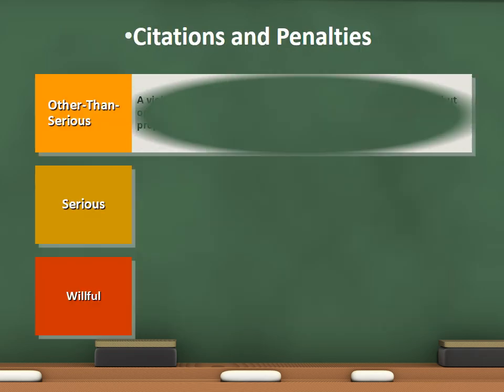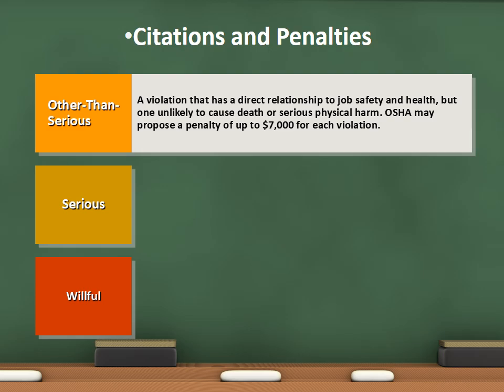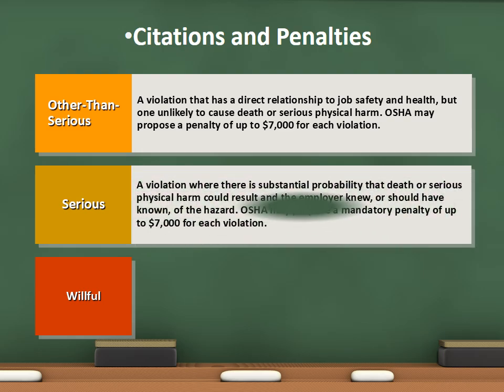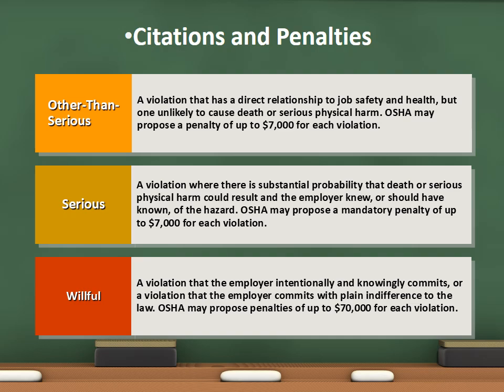Citations and penalties: other than serious. A violation that has a direct relationship to job safety and health, but one unlikely to cause death or serious physical harm, can be imposed a penalty of up to $7,000 for each violation. Serious is a violation where there is substantial probability that death or serious physical harm could result, and the employer knew or should have known of the hazard. Again, OSHA may propose a mandatory penalty of up to $7,000 per violation. And for a violation that the employer intentionally and knowingly commits, or commits with plain indifference to the law, OSHA may provide penalties up to $70,000 for each violation.